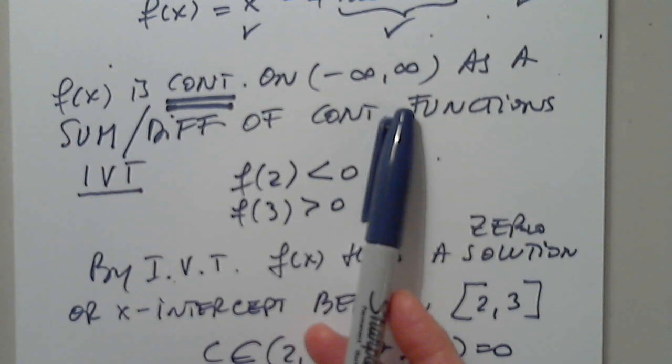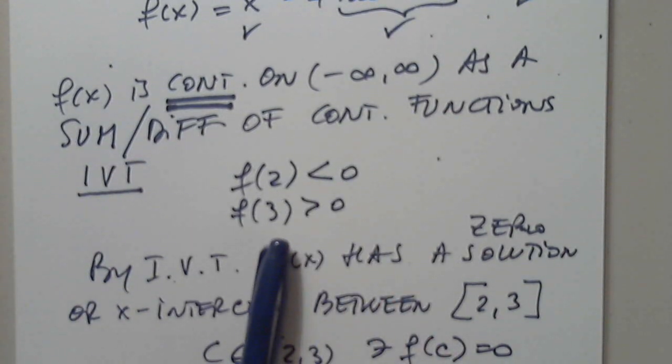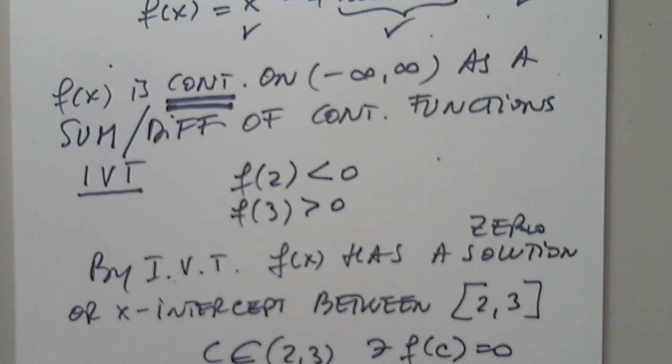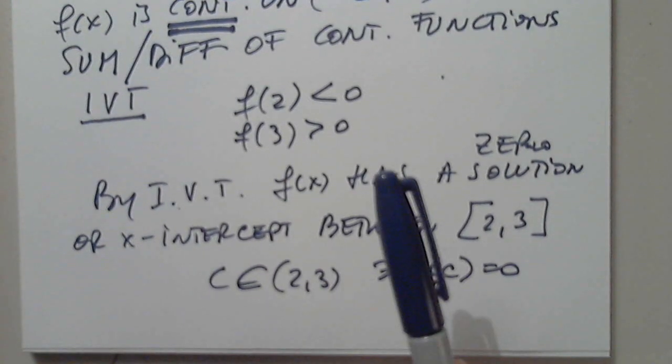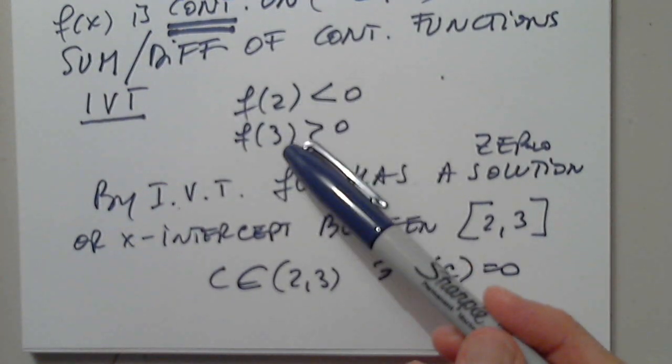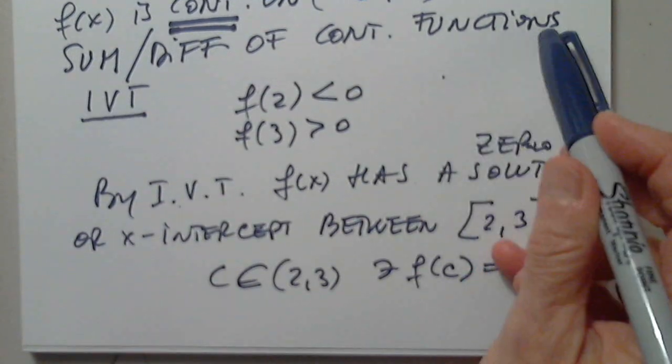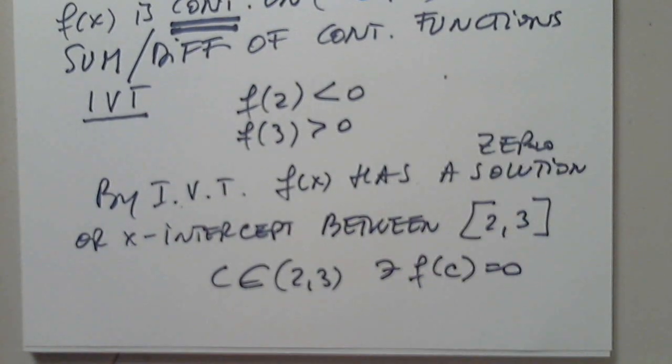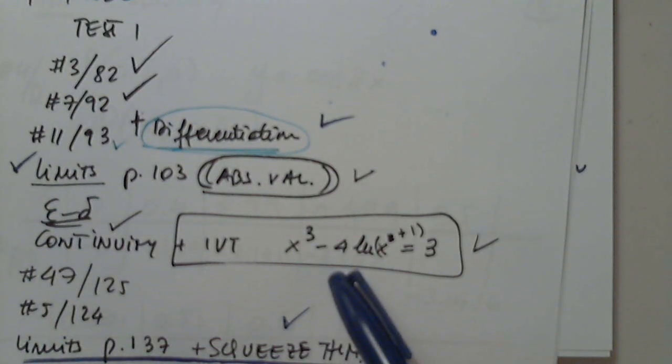It's a continuous function, and I found an interval. I don't have to find more than 1. One is good enough. I found an interval in which the function changes sign. It starts at negative, goes to positive. It has to cross the x-axis. And this is a very important theorem for chapter 4. So that's IVT.